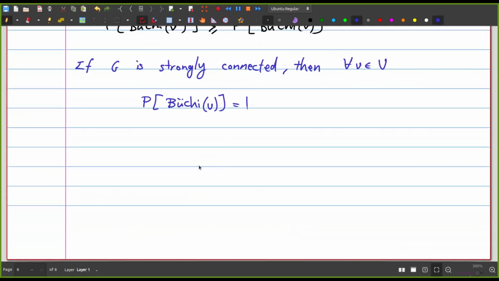Okay, nice. So now what happens if my graph is not strongly connected? So suppose G is not strongly connected.